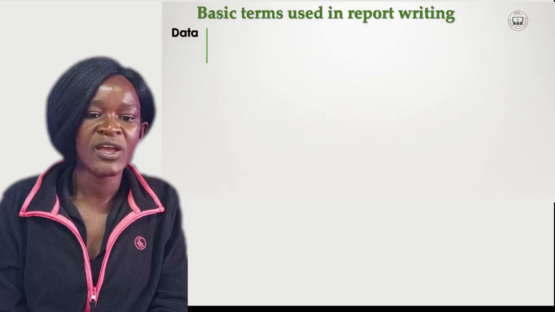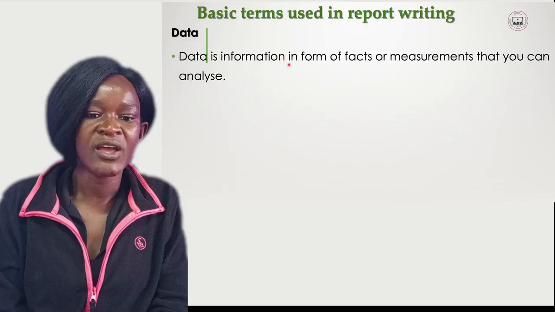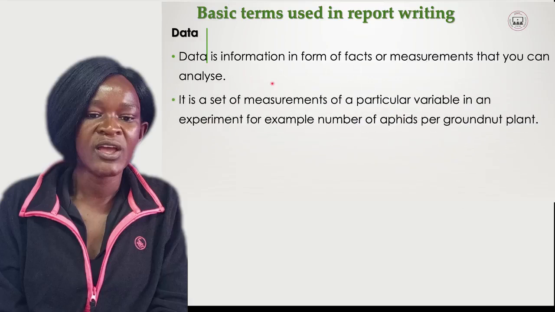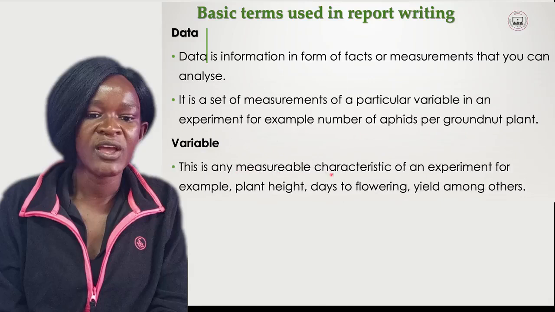For example, I think we have also mentioned the term data. Data is the information in form of facts or measurements that you can analyze. In short, we're talking of the information or a set of measurements of a particular variable in an experiment. For example, we can talk of number of aphids per groundnut plant. Another terminology frequently used when writing the report is variable. A variable is any measurable characteristic of an experiment. For example, plant height, days of flowering, yield, among others.